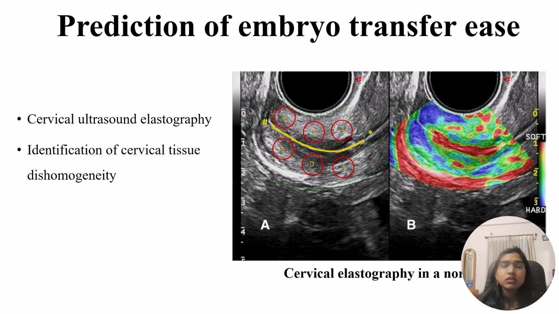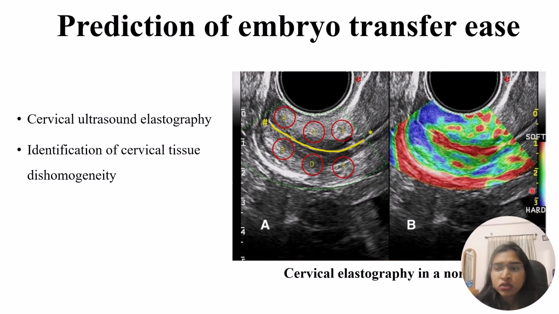So this picture is showing a cervical ultrasound elastography, and by identification of the cervical tissue dishomogeneity, we can make out whether it is going to be an easy embryo transfer or difficult. It is showing 6 regions of interest in the cervix. This is the cervical canal, highlighted in yellow, and the internal and external uterine orifices are indicated with symbols.